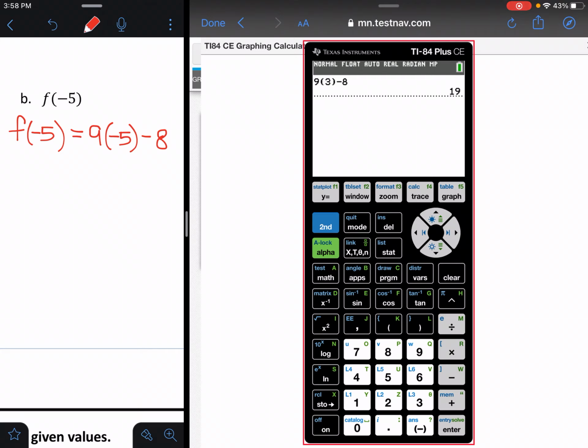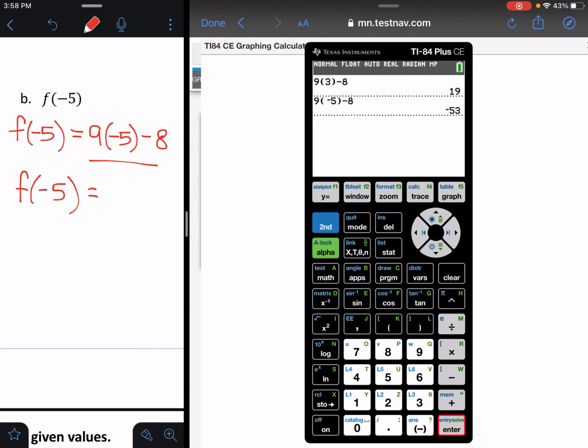So here we go. Now I'm going to type in this just the way I did before. So 9 times, now the negative button is at the bottom. It's below the 3 there, so I just pressed it. It's in red. -5. If you press the minus button there, your calculator will give you an error. So now it says 9 times -5, and now I want to do the -8. Press enter. I get -53. So over here, I'm going to write f of -5 equals -53. And there we go. Okay, and that's my answer to that problem.